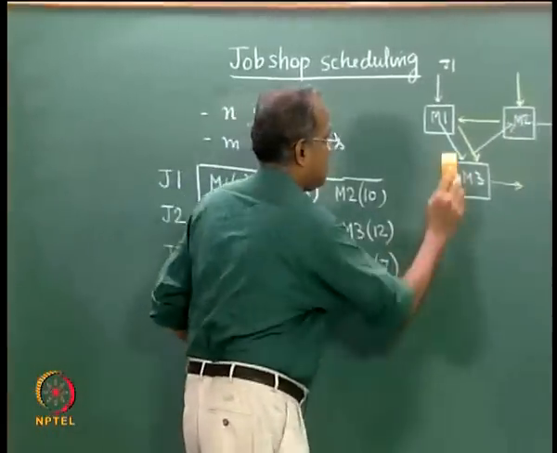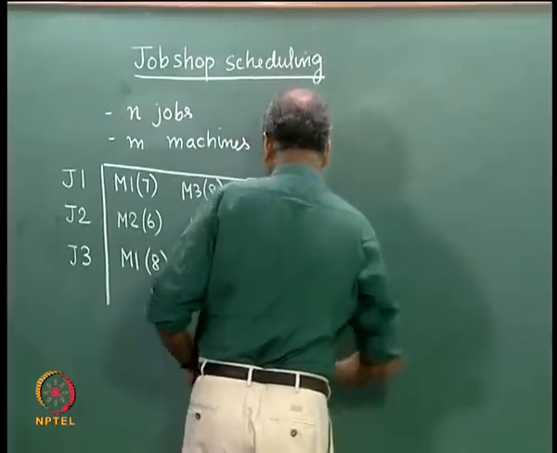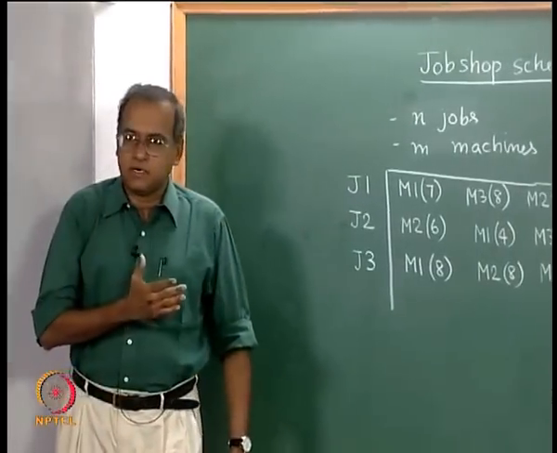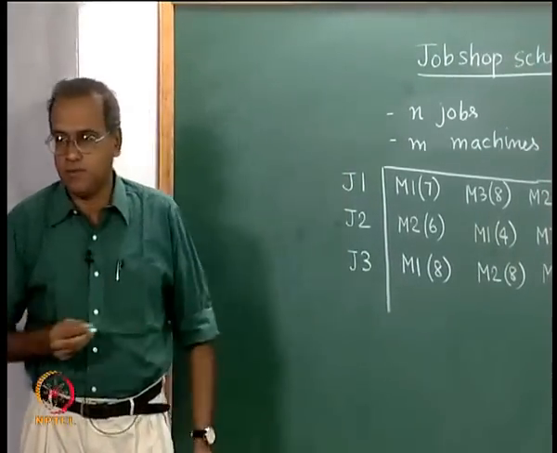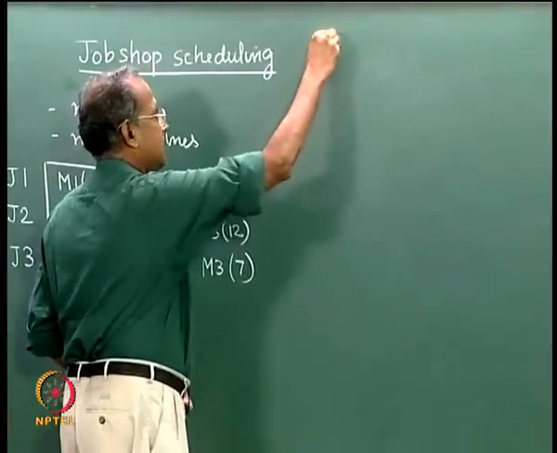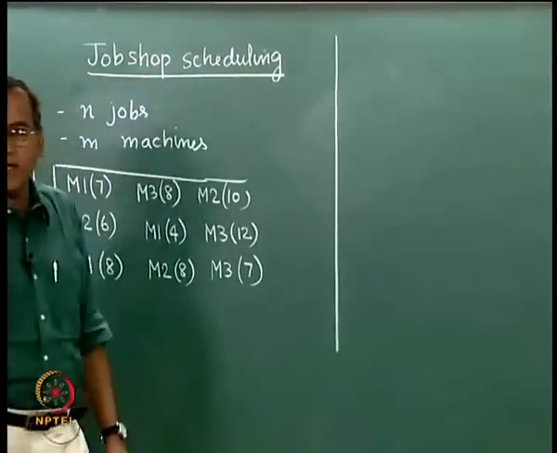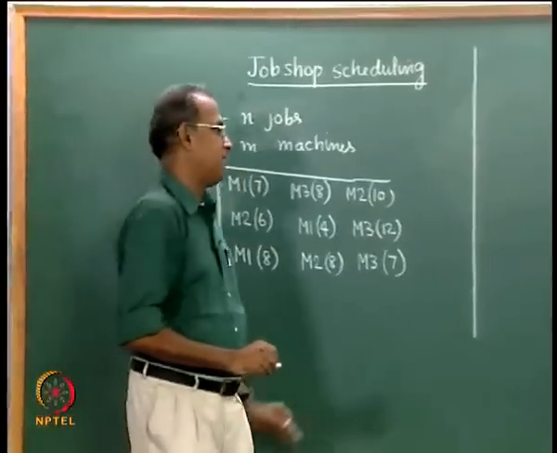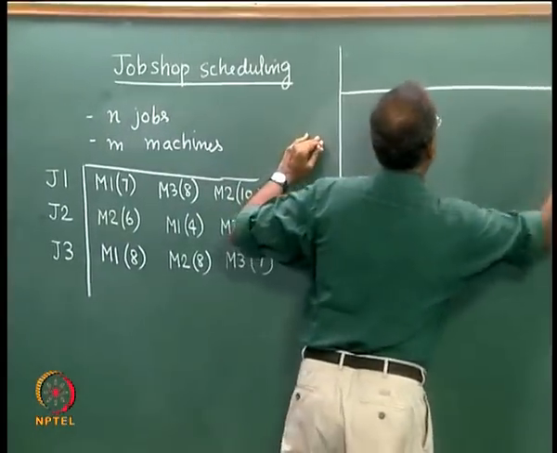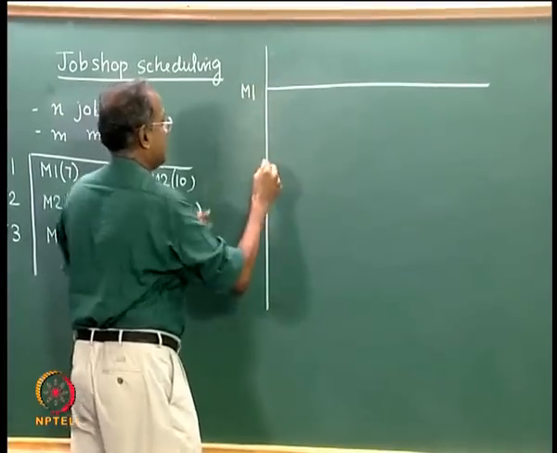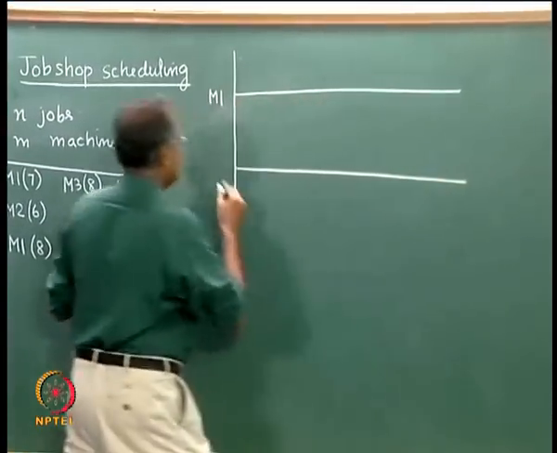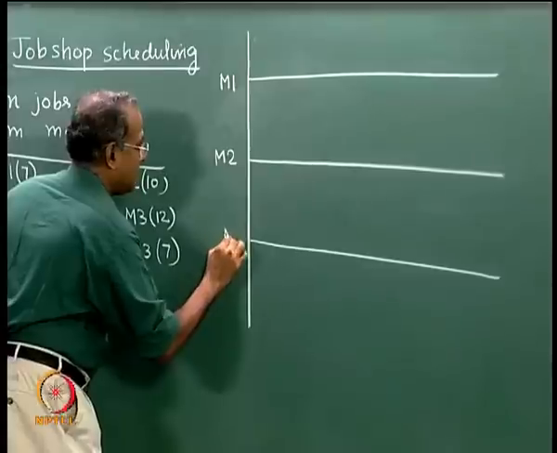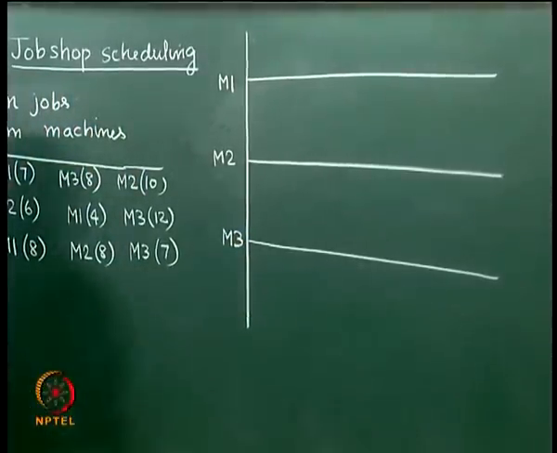Now, let us try and get a makespan for a particular schedule and let us draw a schedule to solve this problem. What we do first is we make a chart where we are going to show all the 3 machines. Let us say this is machine M1, this is machine M2 and this would be machine M3 on this chart.